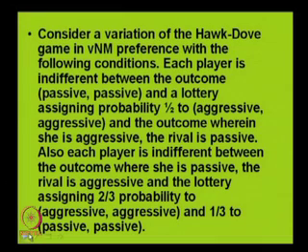Consider a variation of the hog-dove game in von Neumann-Morgenstern preference with the following conditions. Each player is indifferent between the outcome passive and a lottery assigning probability half to aggressive and the outcome wherein she is aggressive and the rival is passive. Also, each player is indifferent between the outcome where she is passive, the rival is aggressive and the lottery assigning 2/3 probability to aggressive and 1/3 to passive.